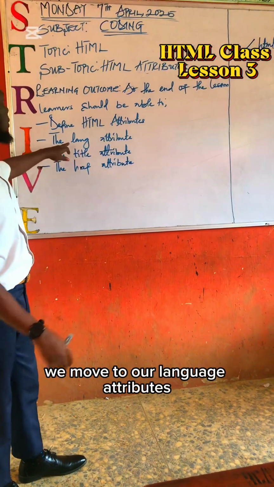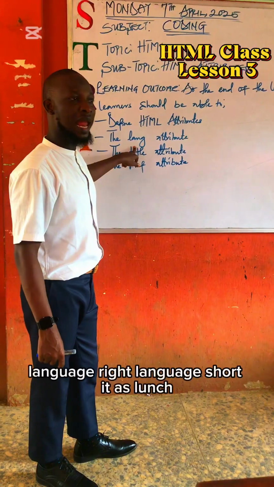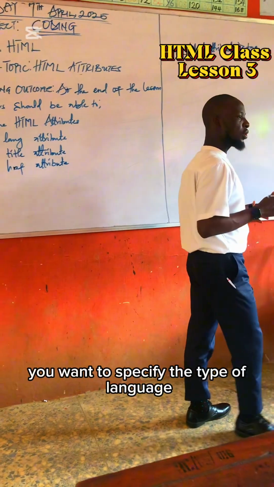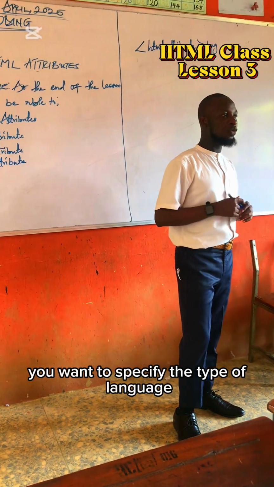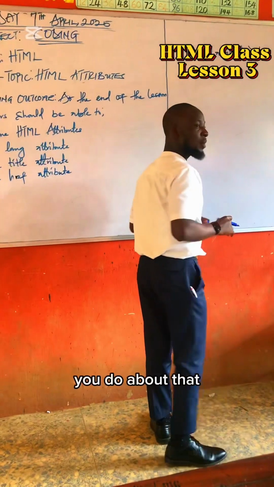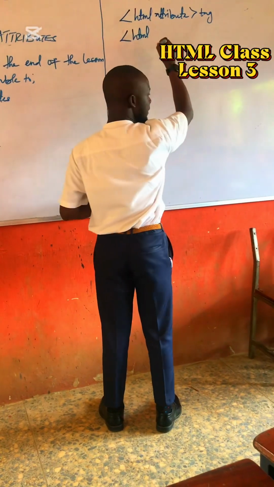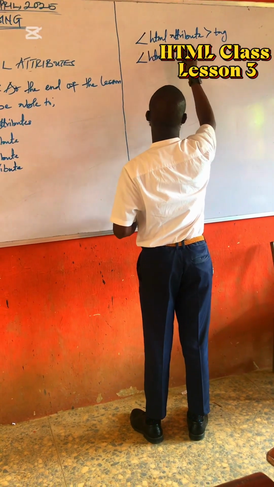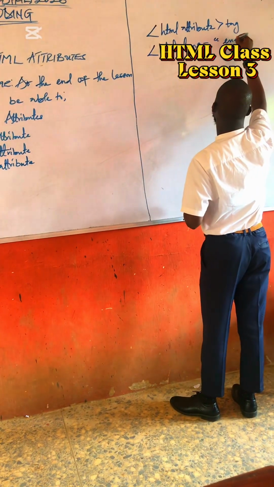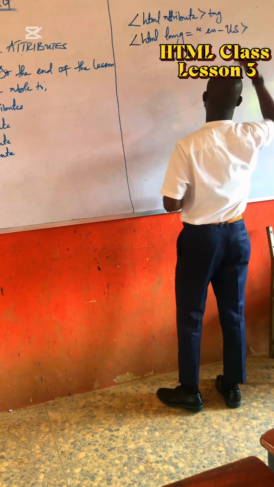Now, having said this, we move to our language attributes. What's the full meaning of lang? Language. We shorten it as lang, the lang attribute. You want to specify the type of language you want to code or you want your language to interpret. How do you go about that? You have to let it know. Open tag, HTML, lang, equals, quote, en-US, then we close our tag.